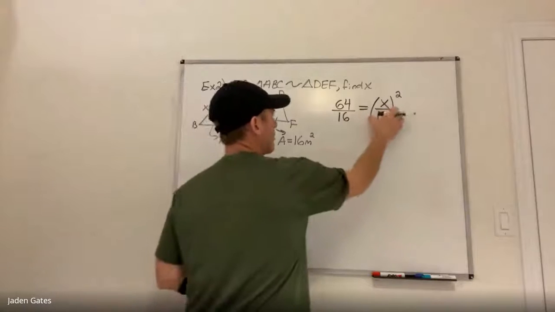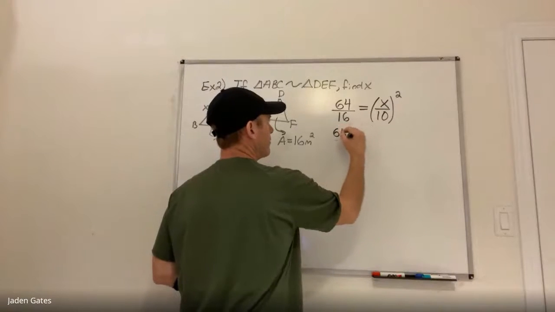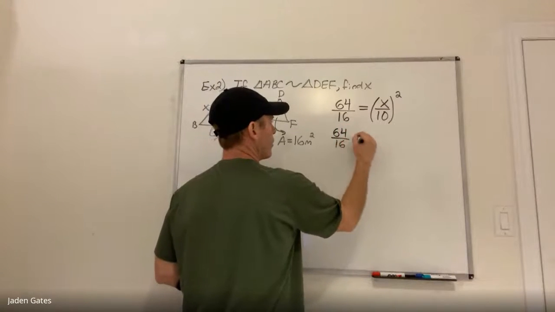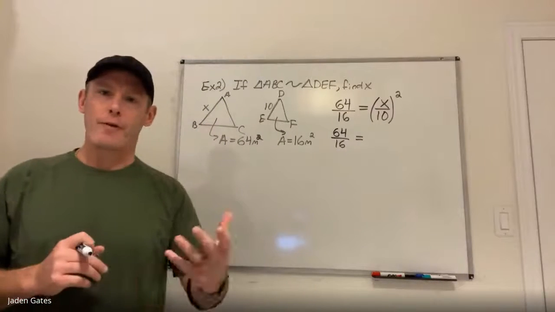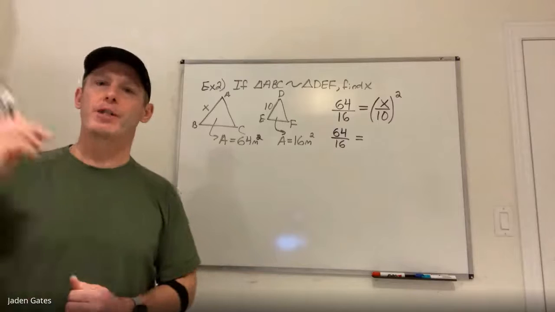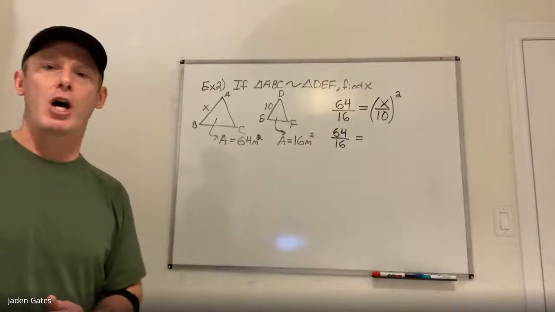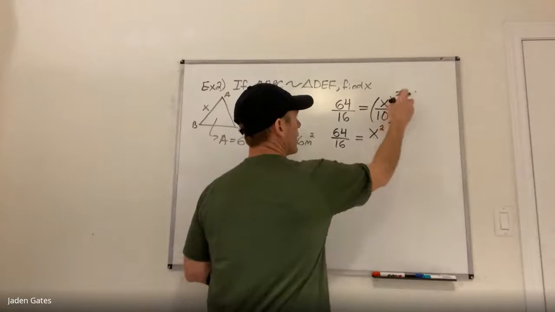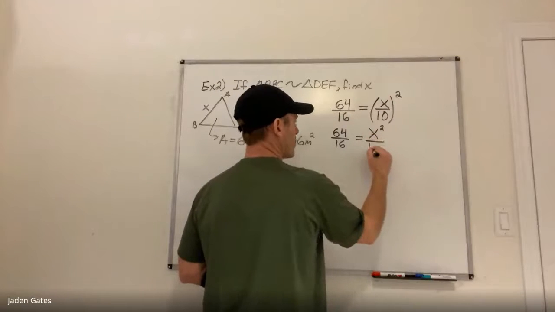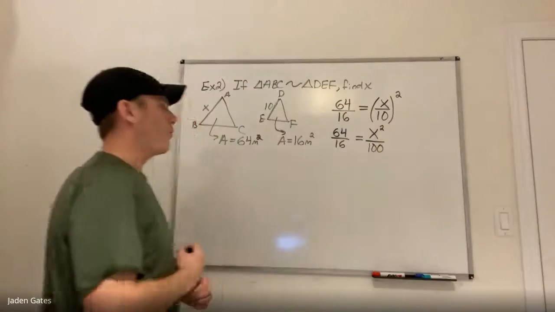First off, I'm going to fix this fraction. Now this is something we did earlier with power laws. Expanded power rule: if you have a fraction and it's to an exponent, the exponent gets applied to both the top and the bottom. So I have an x squared, and I also have to square the 10. Well, 10 squared is 100.